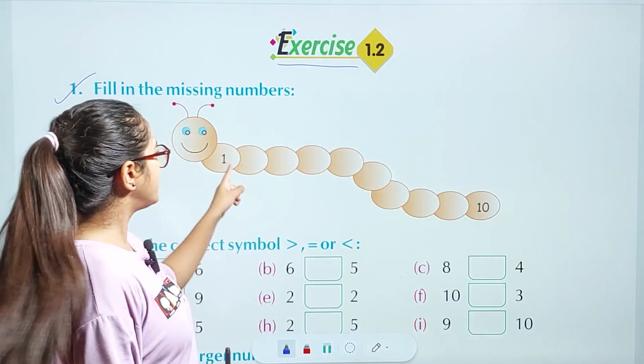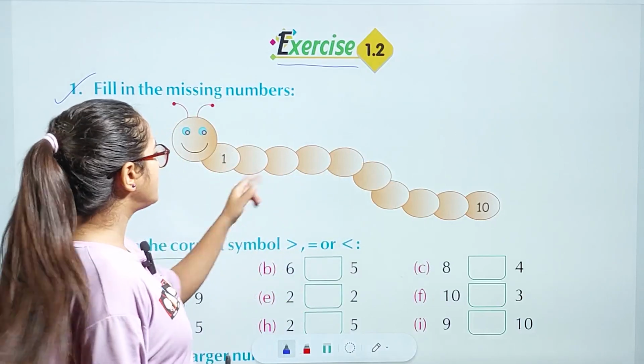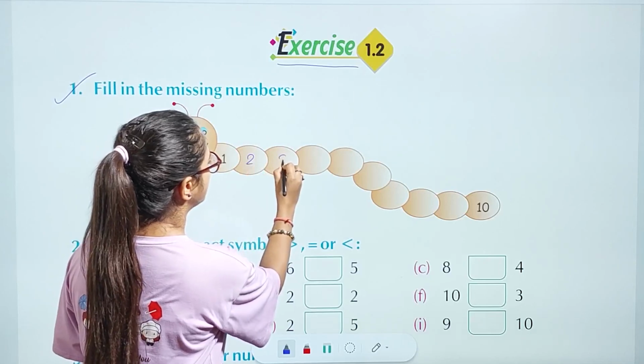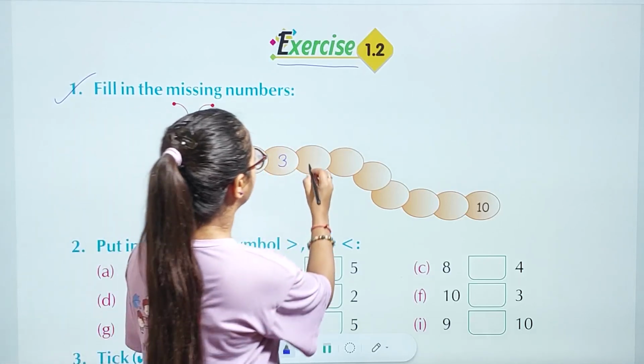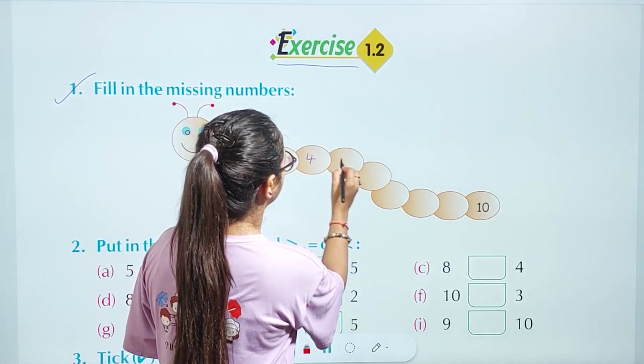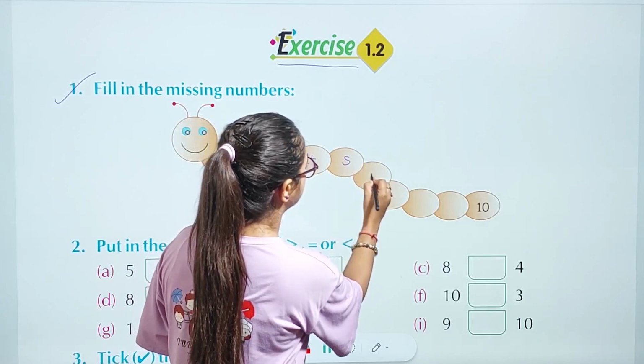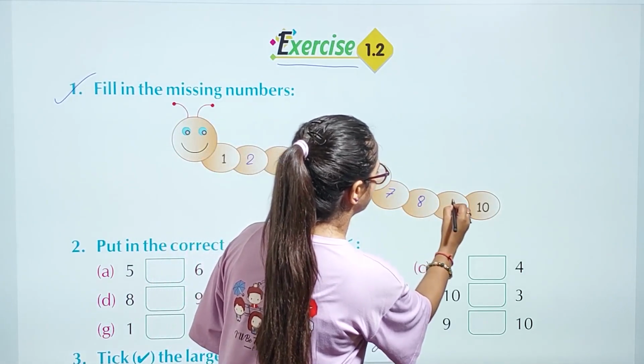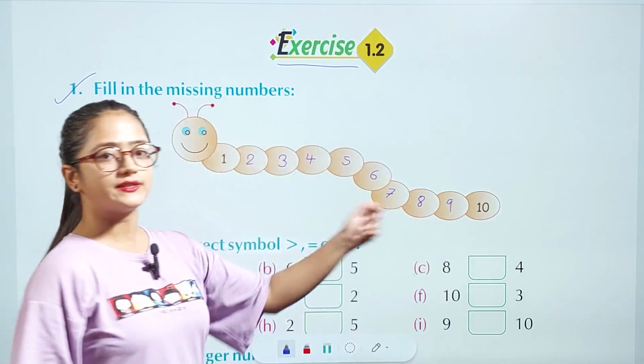Okay, so first it is given number 1. Now you have to write down number 2, number 3, then number 4, 5, 6, 7, 8, 9 and 10. Okay.